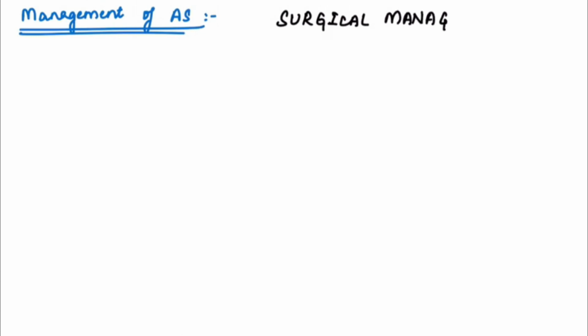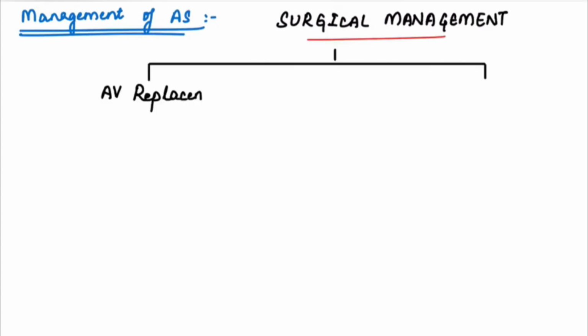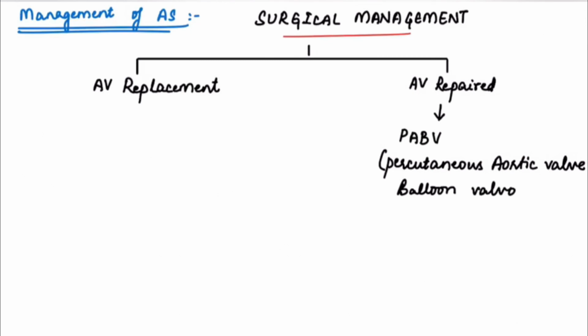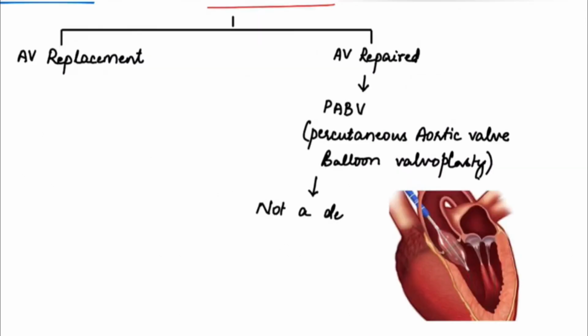Now, management of aortic stenosis. So, it's very obvious that a stenosed valve cannot be recovered by medications, and so surgery is the management in aortic stenosis. Now, this surgical management includes either a valve replacement or just a valve repair. Aortic valve repair is done by PABV, that is percutaneous aortic balloon valvuloplasty, but this is not a definite treatment and it only produces temporary relief of symptoms.